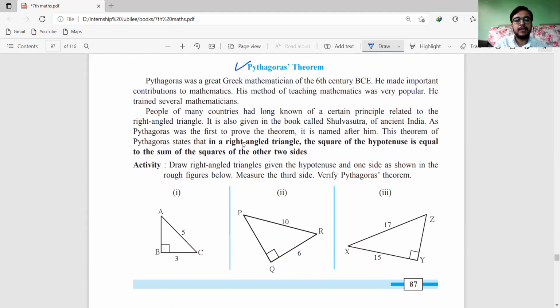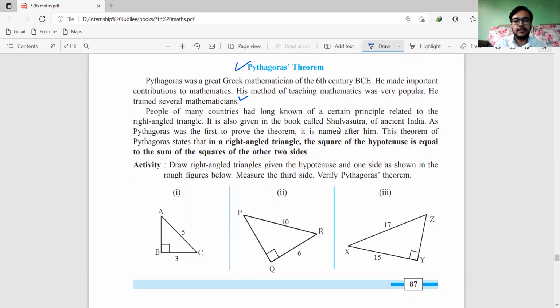Pythagoras was a Greek mathematician of the 6th century BCE, before the Christ era. He made important contributions to mathematics. His method of teaching mathematics was very popular, and he trained several mathematicians. People of many countries had long known certain principles related to the right angle triangle. It is also given in the book Shulva Sutra of ancient India. As Pythagoras was the first to prove the theorem, it is named after him.